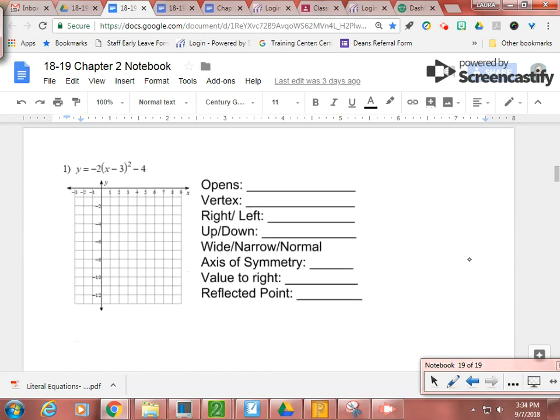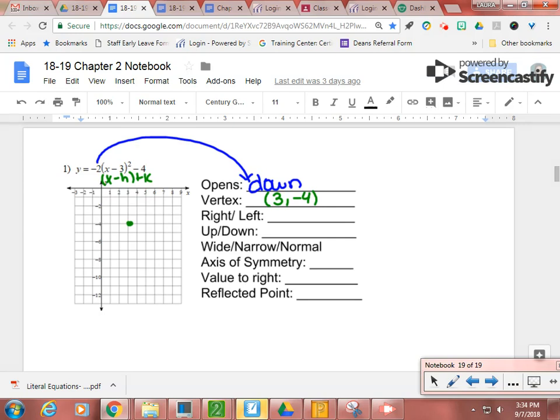Okay, first, what's this going to do? It's going to open down. Why? Because of that -2. The vertex of this, x minus h plus k, so it's the opposite of what you think, so it says -3, so it's 3, -4. So you graph that 3, down 4. On this one, make sure you watch your boxes, because it's not every box, it's every other box.